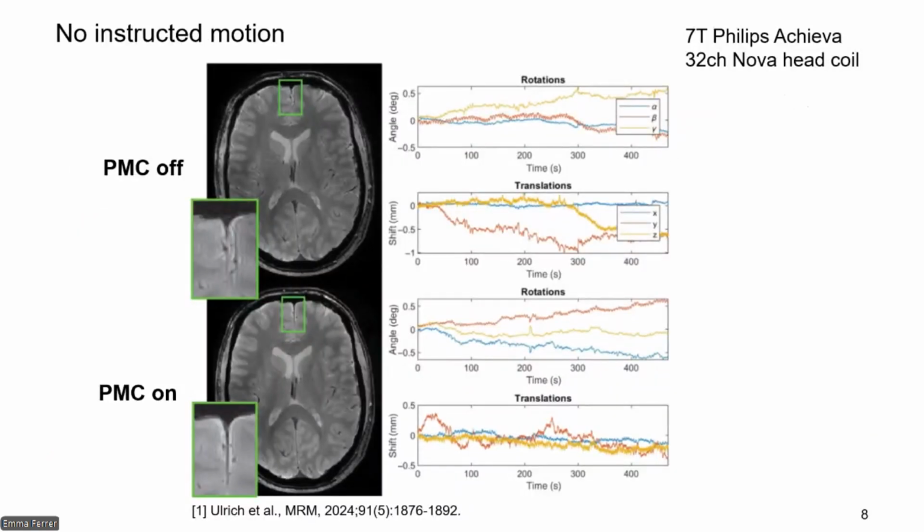And there we end up with some results. So this is no instructed motion at 7 Tesla. Upper row, no motion correction. Bottom row, motion correction. They have a similar rigid parameter. So half a degree, half a millimeter that involuntarily happened. But you see at the interhemispheric fissure the difference, what the navigation method can do for us.